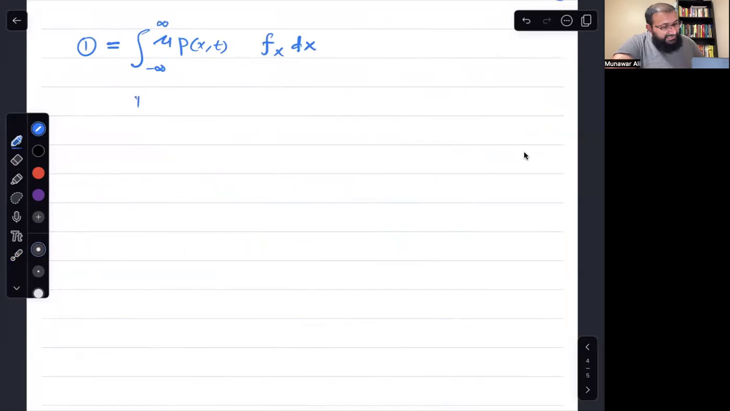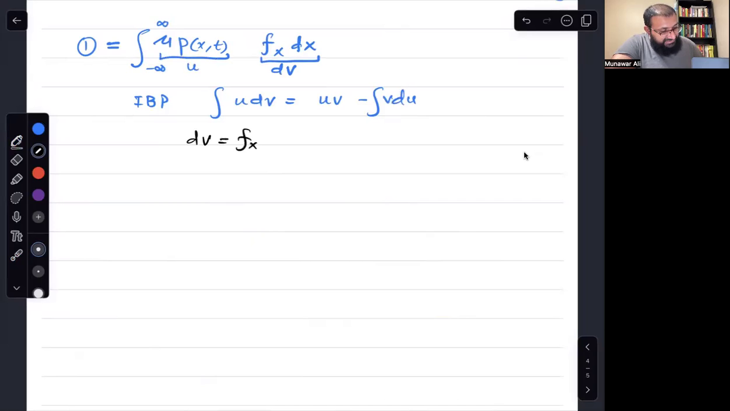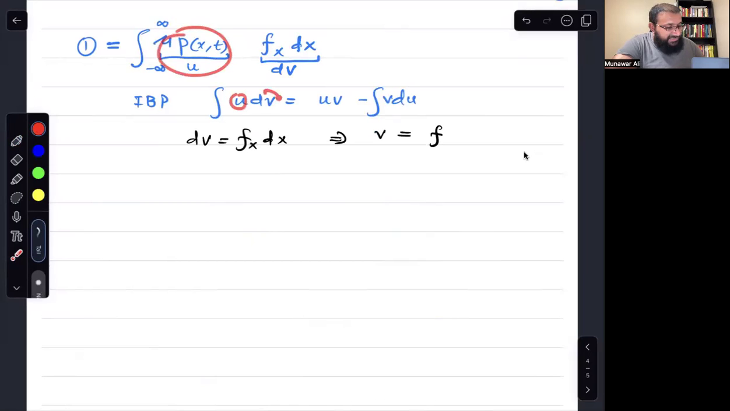So you know very well the integration by parts formula is: integral u dv is uv minus integral v du. So I'm taking this thing to be u and this thing to be dv. If my dv is f_x dx, then my v is going to be equal to f. I will put these values in this formula. This is my u, and this is my dv.